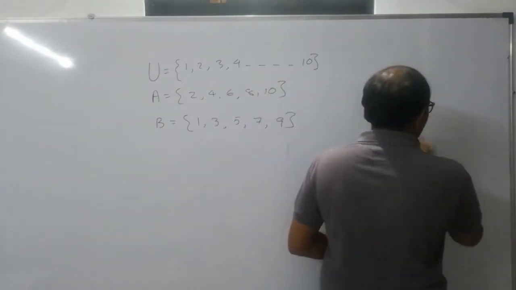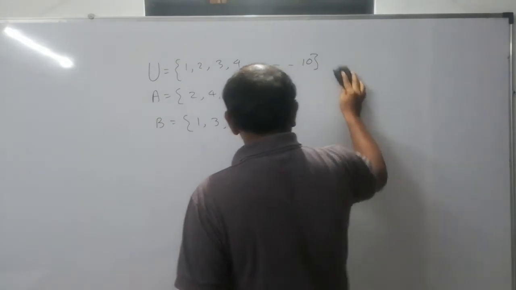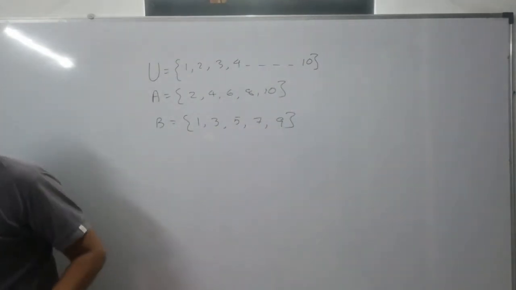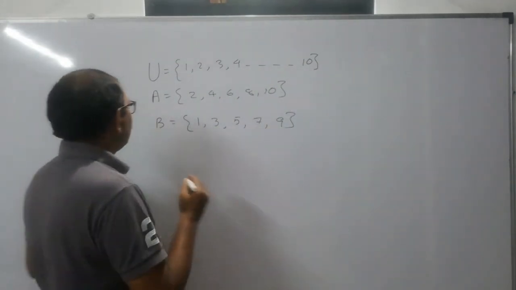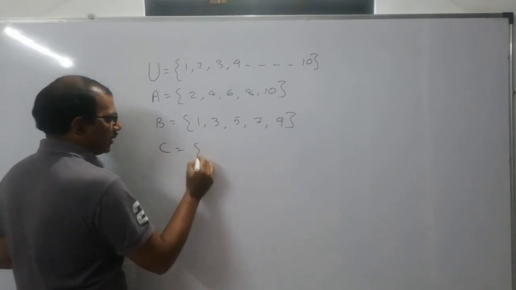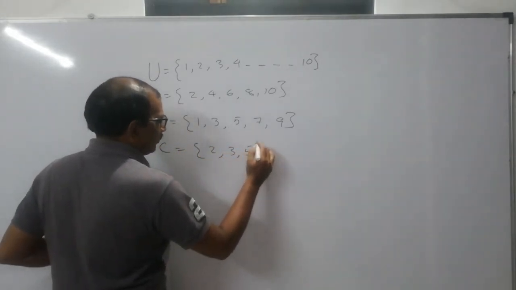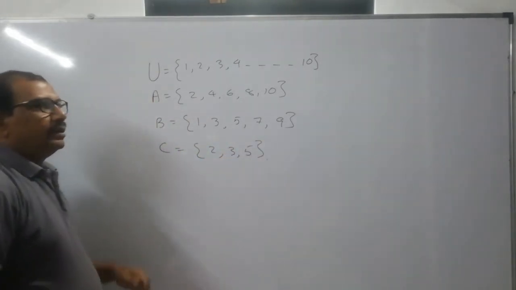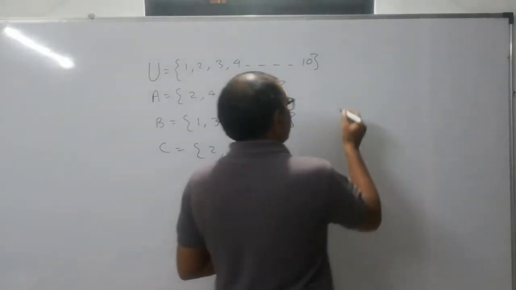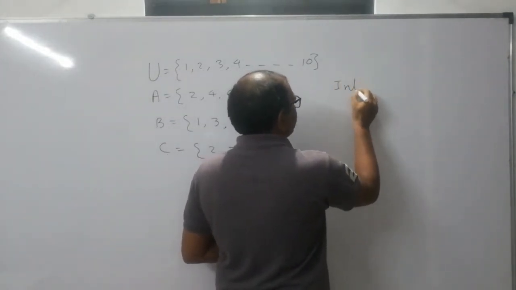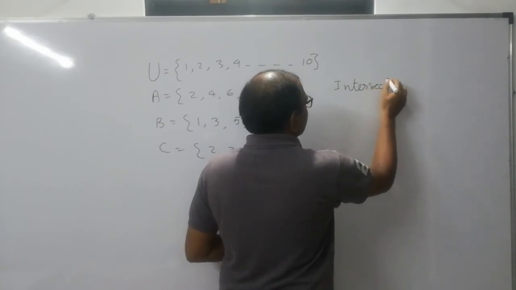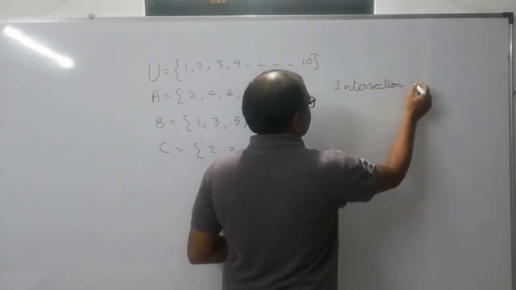And the last operation which we are going to see now is intersection. यहाँ पे मैंने एक मिटा दिया हुआ है. I'll take it randomly. Say 2, 3, 5. Say for example. Next operation is intersection. Intersection of sets.